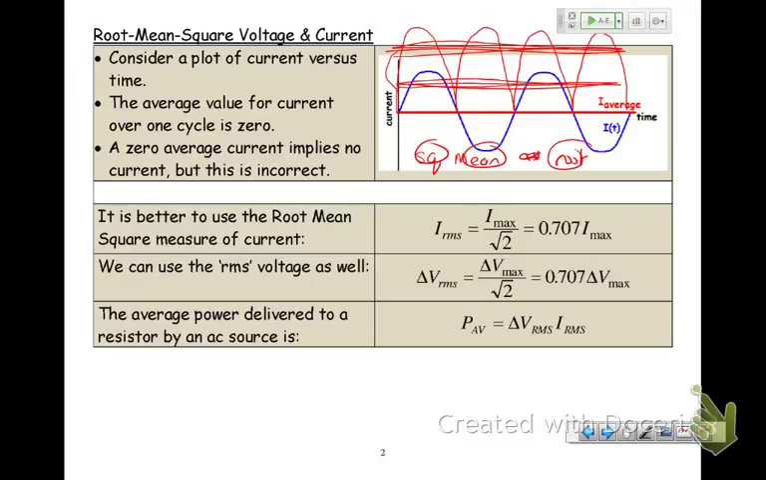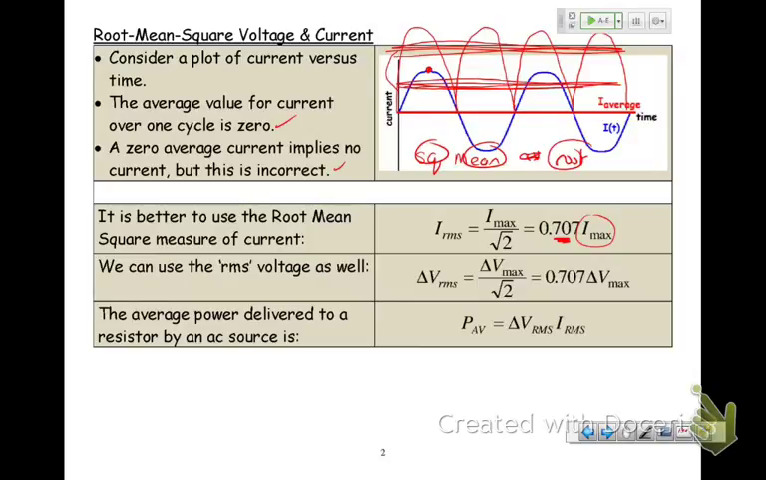Consider a plot of current versus time. The average value for the current in one cycle is 0. The 0 average current implies no current, but that's totally incorrect. So it's better to use the root mean square measure of current. IRMS equals, and it turns out when you do the math, it's Imax over square root of 2, which is 70% of it, and that's what's in my head. It's 70% of the Imax value. Okay, so this value here is 70% of that value.